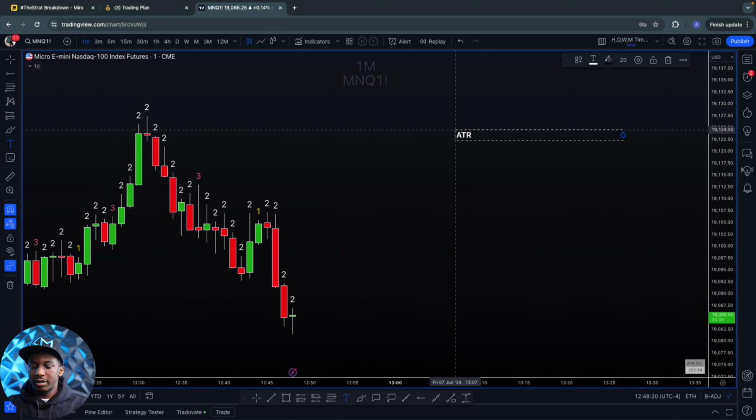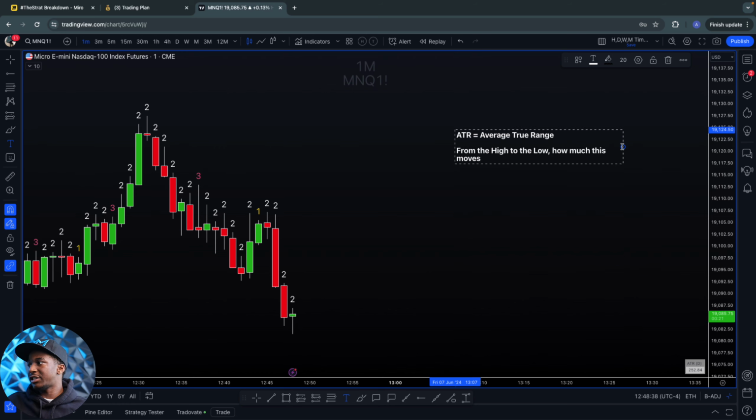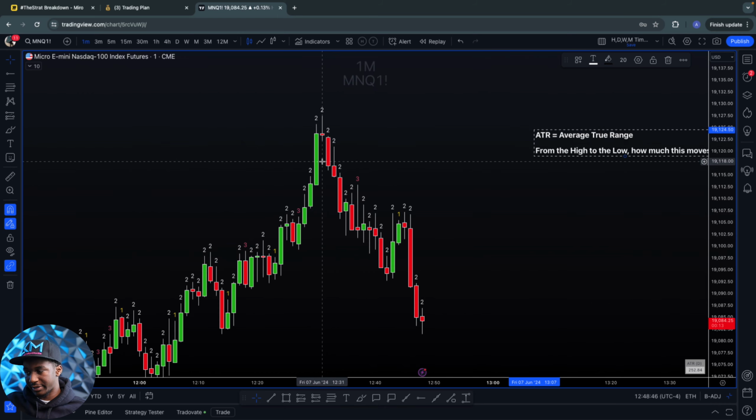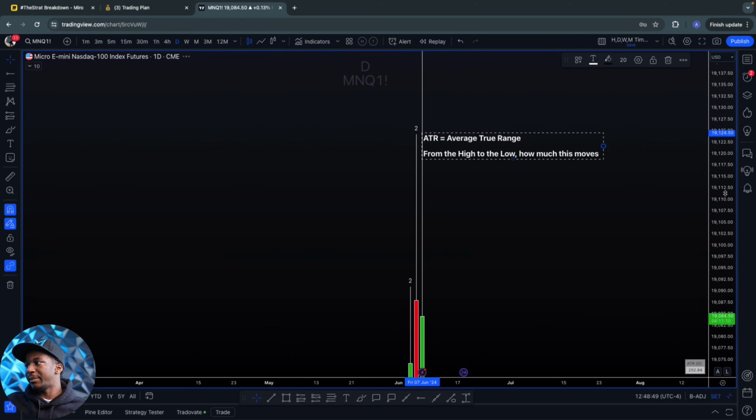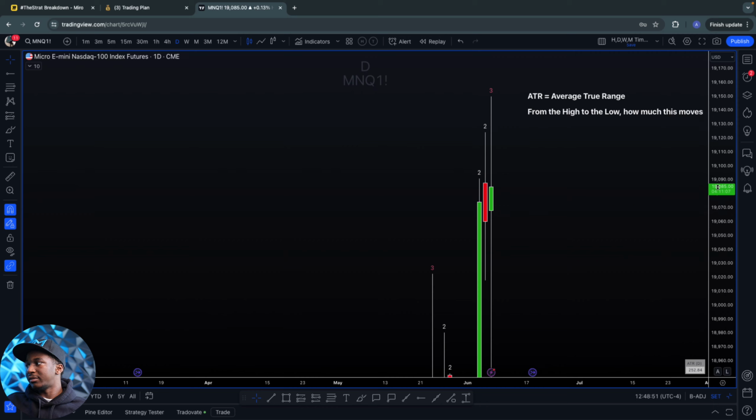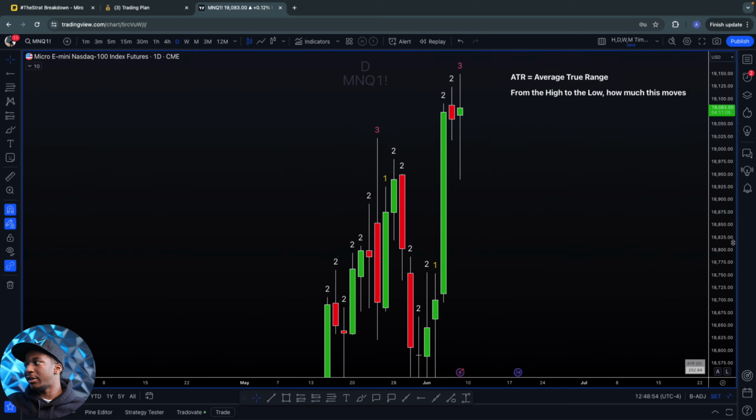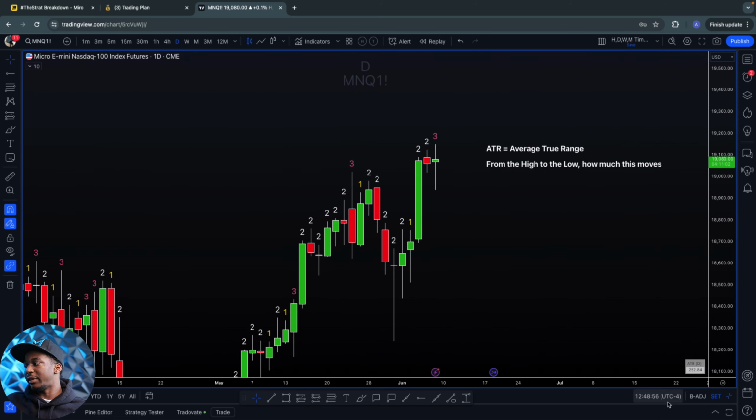So ATR stands for average true range. If I were to sum this up in one word, it basically shows from the high to the low how much this moves. So in ES, from the high to the low, this is how much it basically moves on average, right? But ATR basically says average true range over a specific time period. So if we just use the day, for example, if I go to the daily time frame, if I show the high to the low of most of these candles, they're going to average out to roughly around this 250 amount.